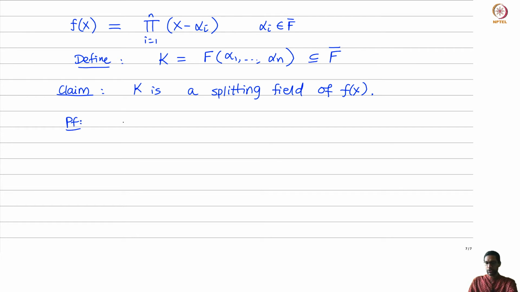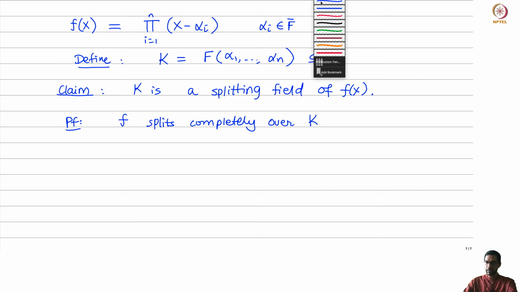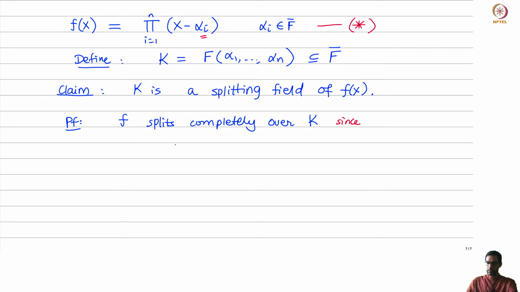Proof: well, number one, it's obvious that f splits completely over K, because this expression here that we wrote out, this star, holds. I mean, it splits completely. Now the point is that the alpha_i's that we have are by definition elements of K, since the alpha_i's are all elements of K. So that's the first property.